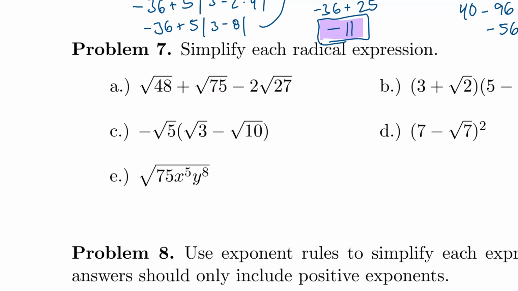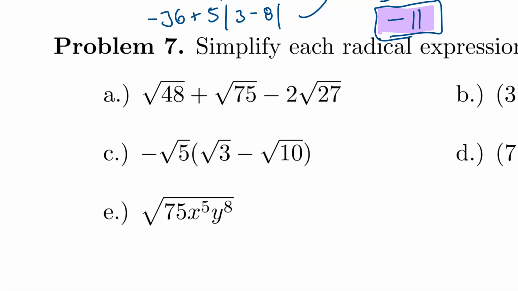48 is 16 times 3, so we can take the square root of 16 to get 4 square roots of 3. Similarly, 75 is 25 times 3, so this becomes 5 times the square root of 3. And 27 is 9 times 3, so the square root of 27 equals 3 square roots of 3. That 3 can multiply with the 2 that's already in front to create 6 square roots of 3.